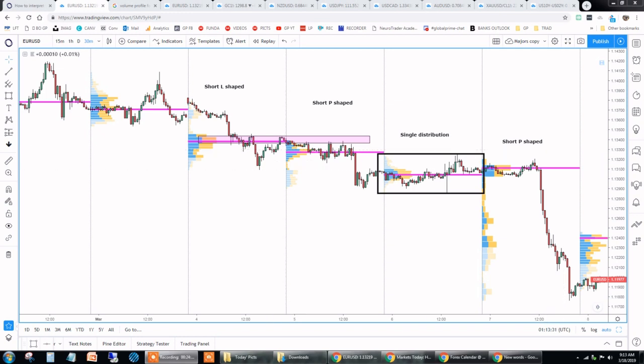Now the next formation that we see is called the short P shape. This is similar in the intentions of the market, but the formation itself has a different structure. The majority of the volume here is that the value is being built to the upside, while the downside saw comparatively lesser activity as depicted by the volume profile.